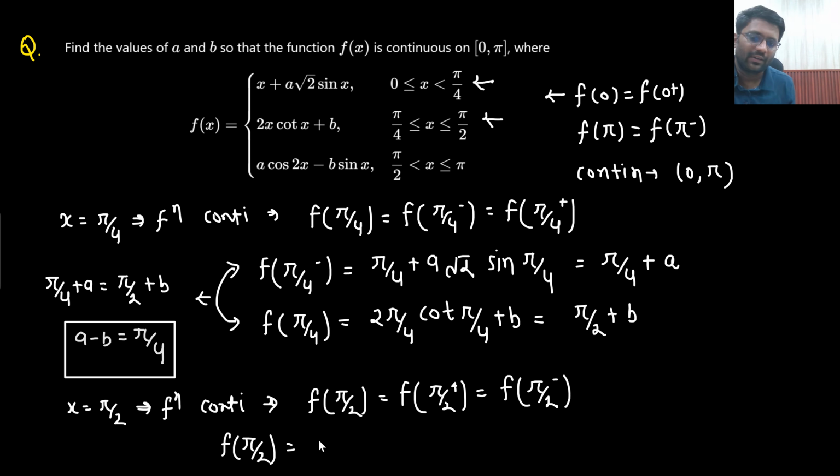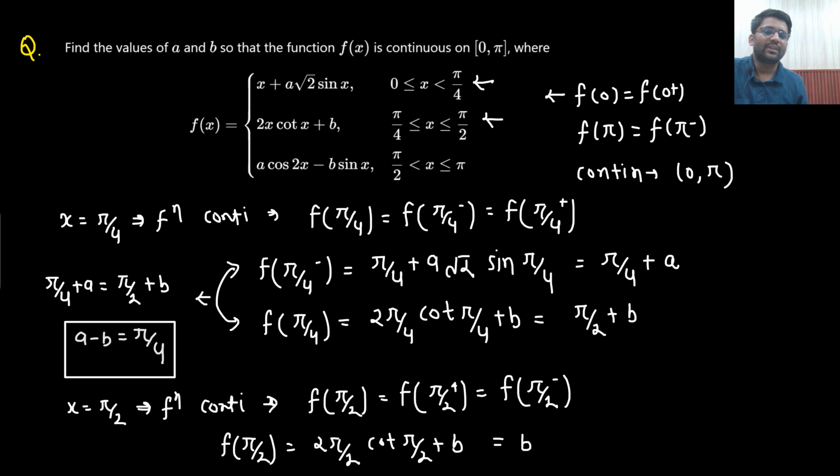What will be f of pi by 2? This function will be followed. That means 2 into pi by 2, cot pi by 2, plus b. What is the value of cot pi by 2? Cot pi by 2 is 1 by tan pi by 2. 1 by tan pi by 2 is 1 by infinity, that means it is 0. So the answer is coming out to be b. So f of pi by 2 is coming out to be b only. Okay, cot pi by 2 is nothing but 0 only. Understandable? So the answer is coming out to be b.